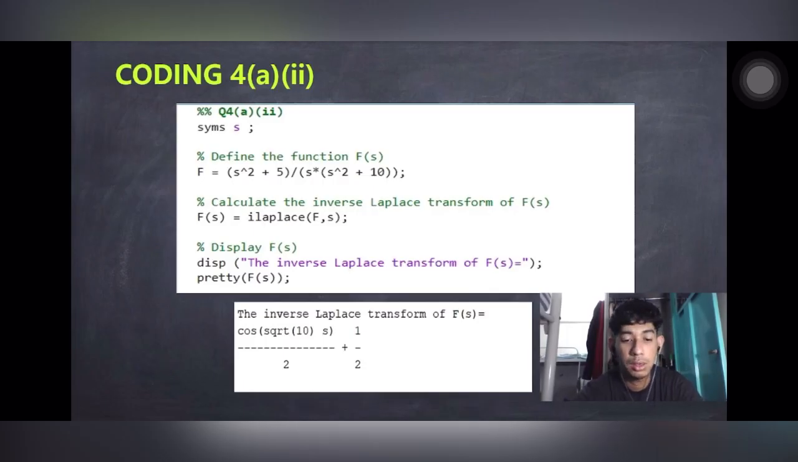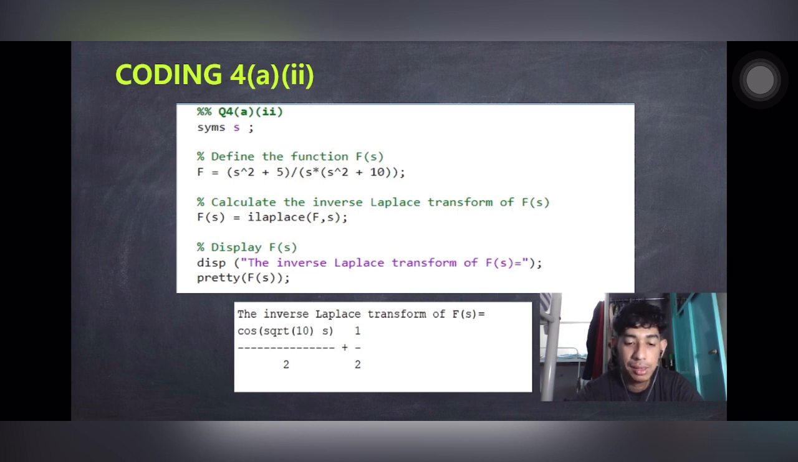For question 4A2, the given MATLAB code calculates the inverse Laplace transform of the function F(s) equal to cos of square root of 10 times t divided by 2, plus 1 divided by 2. Using symbolic variables, the code defines the function F(s) as s to the power of 2 plus 5, divided by s times (s to the power of 2 plus 10).